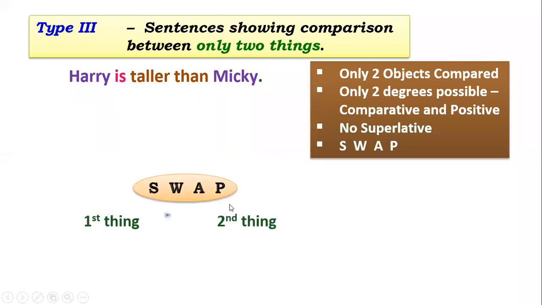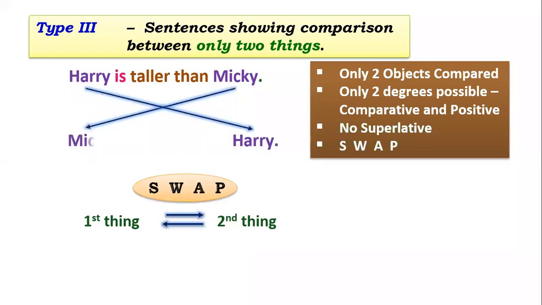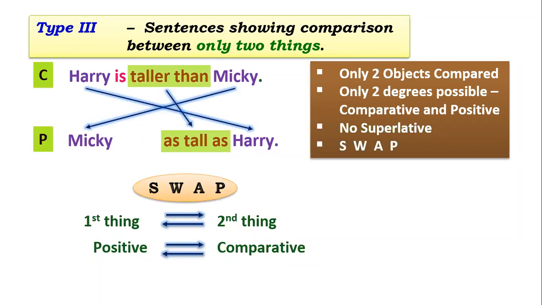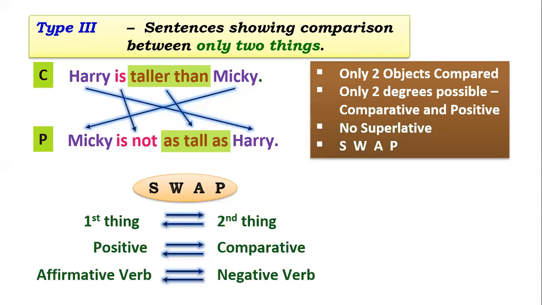First step is to swap the two things. That means Harry takes the position of Mickey and Mickey takes the position of Harry. Second step, swap the two degrees, that is, taller than changes to as tall as, that is positive degree. Third step, affirmative sentence changes to negative sentence, that is, is changes to is not. So this is the way we are supposed to deal with this particular, that is, third type of sentence. So once again, here we have another set of examples coming up.